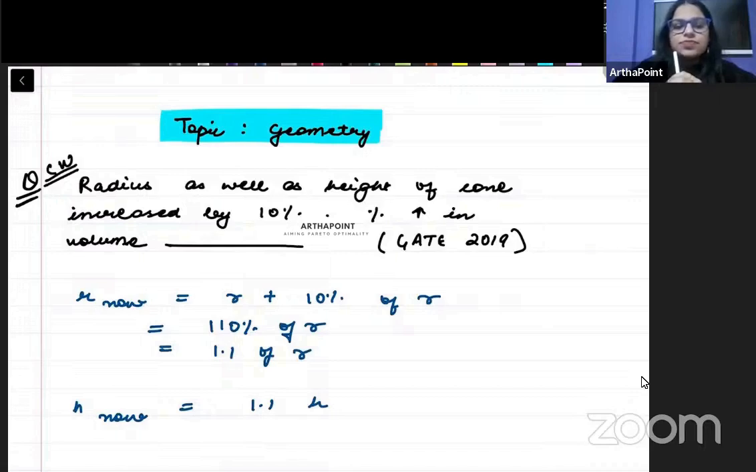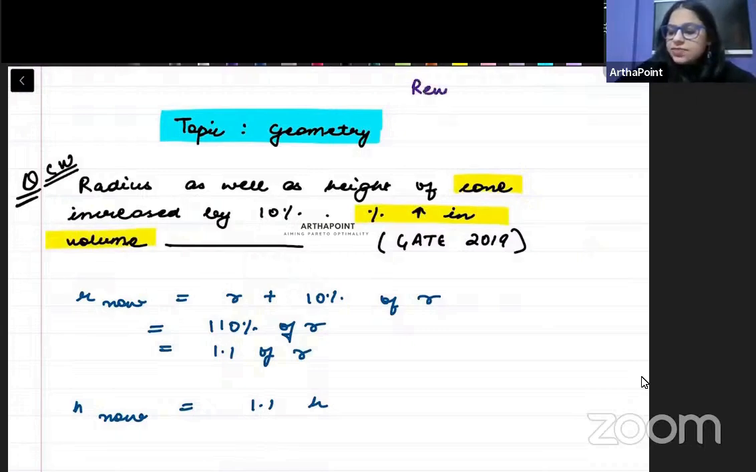Read out the first question. Radius as well as height of cone is increased by 10%. What is the percentage increase in the volume of the cone? Now make sure that you go ahead, I'm just writing it here.